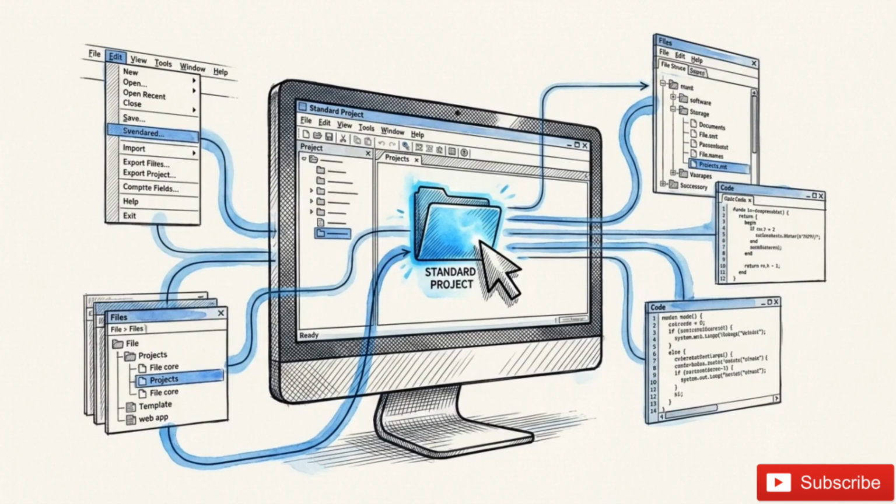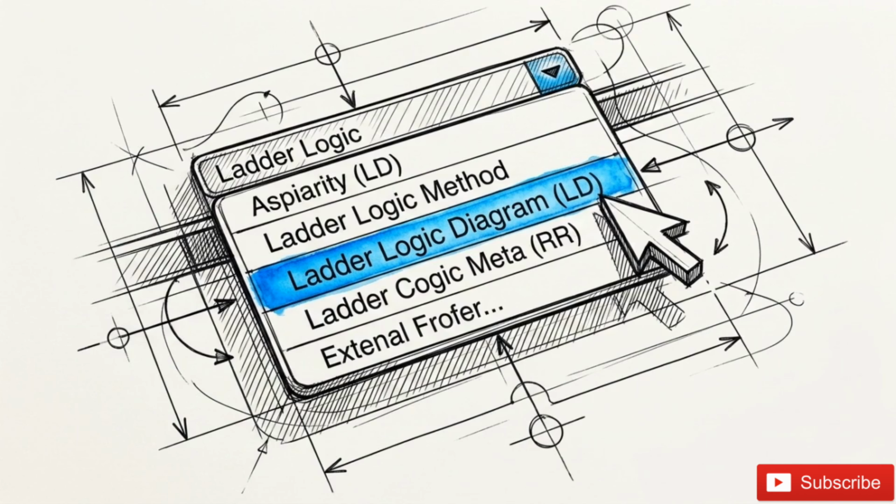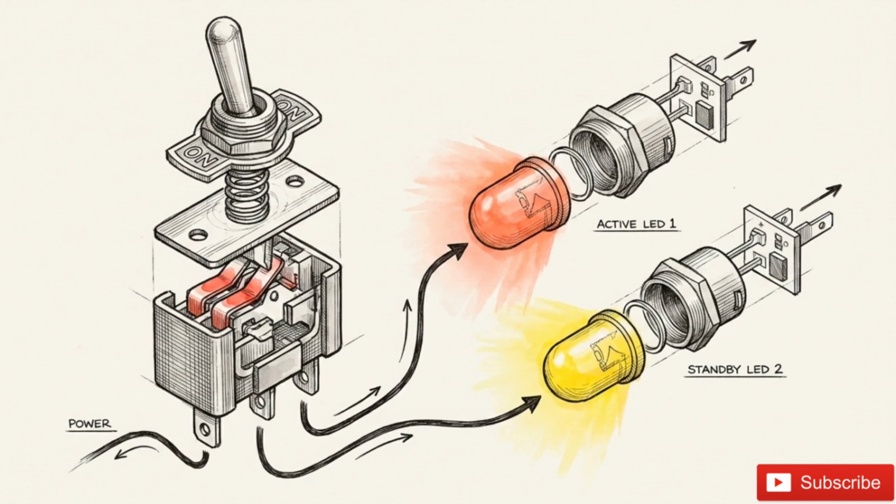Let's get the workspace ready. Open CODESYS, create a new standard project, and when prompted for the programming language, ensure you select Ladder Logic Diagram, or LD. Our first operational rule is straightforward. Turning on toggle switch 1 must turn on both LED 1 and LED 2 at the same time.